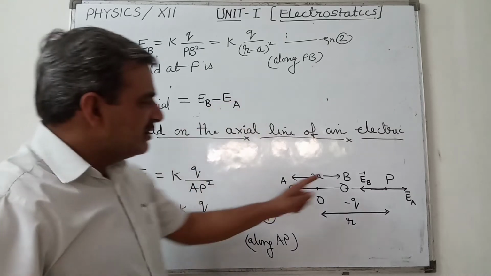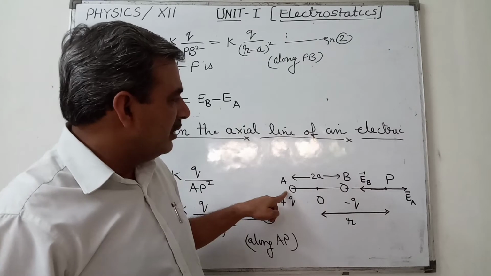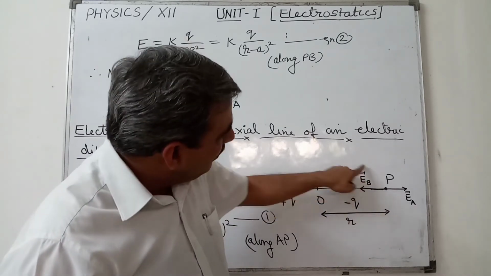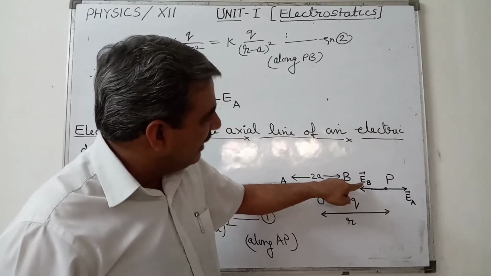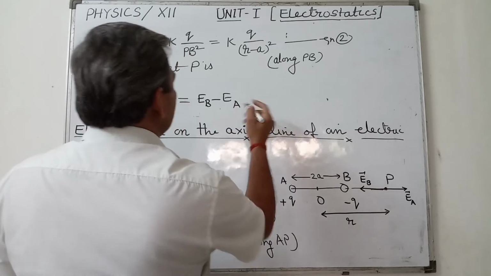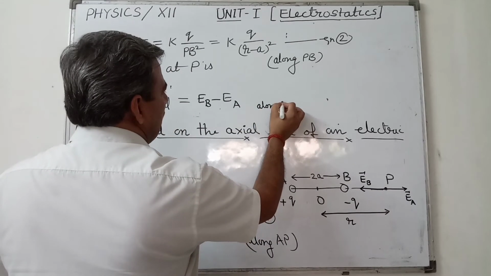When the charge is very near, the field is quite stronger. This charge is quite at a far distance, so the field is a little bit weak. So that's why this component is more and this is less. So you are doing EB minus EA. The direction is along PB. So you may write this as along PB.